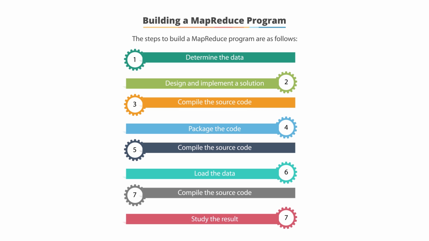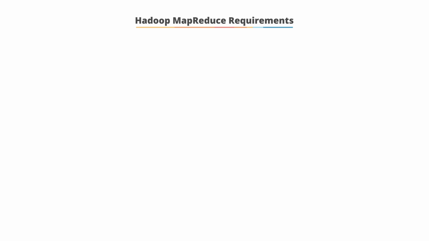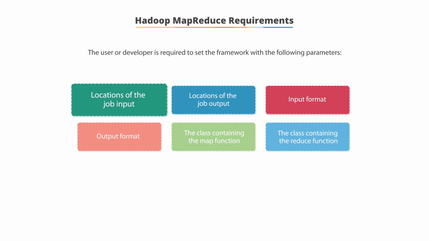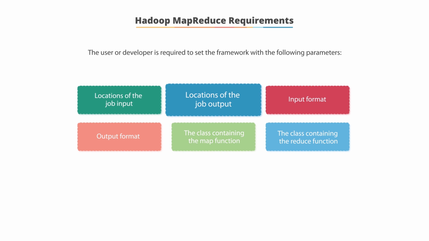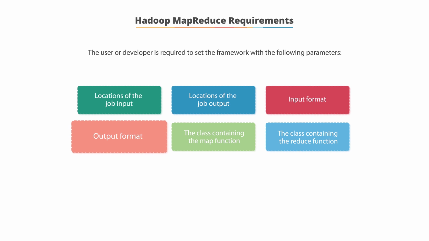You can then study the results and repeat any of the previous steps as needed. The Hadoop MapReduce requirements. The user or developer is required to set up the framework with the following parameters: the locations of the job input in the distributed file system, the location of the job output in the distributed file system, the input format to use, the output format to use.